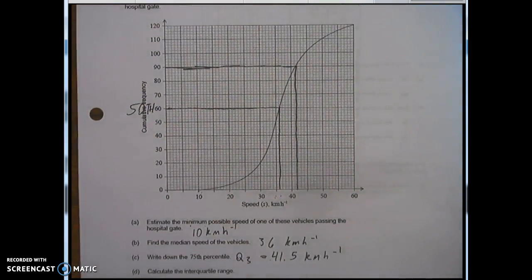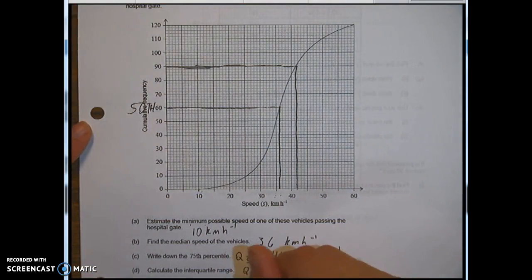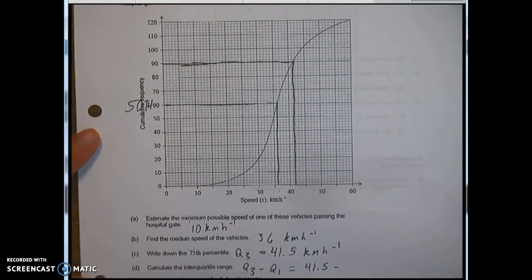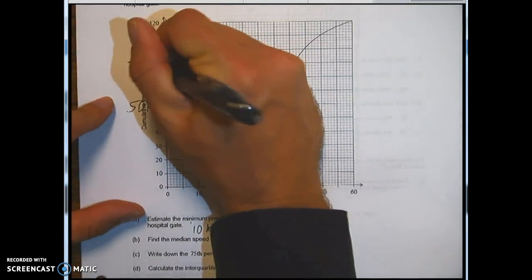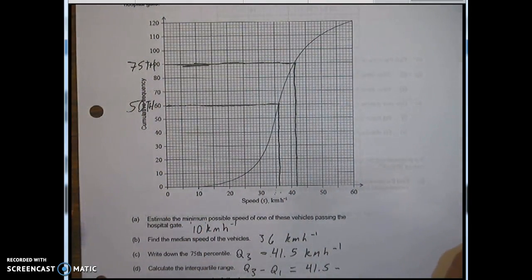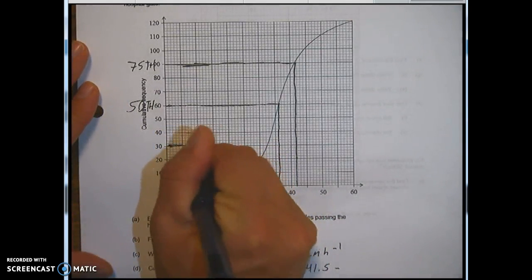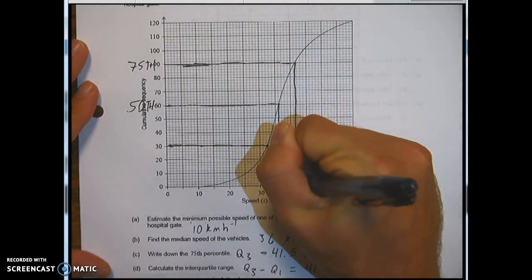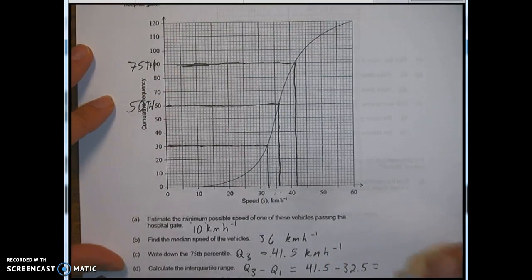Now the last part of this page says calculate the interquartile range, which you might recall is Q3 minus Q1. We've already got Q3, it's 41.5. Now I need to find out Q1 to subtract it. If Q3 is the 75th percentile, Q1 is the 25th percentile, so halfway between 0 and 60, which is 30. Straight across, straight down. That's just about 32.5. So the interquartile range is simply 9.